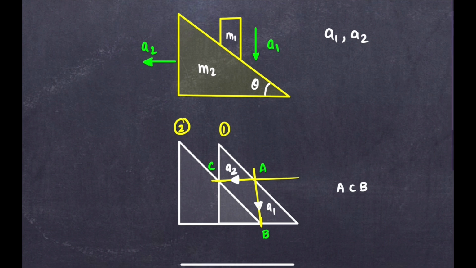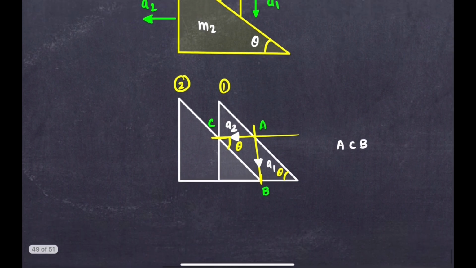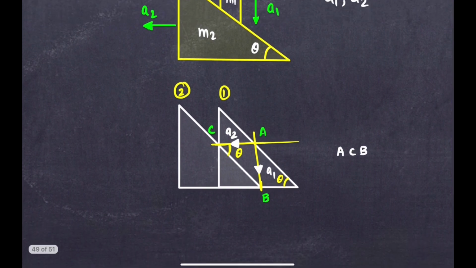See that over here the base angle is theta, so write the base angle to be theta. If this angle is theta, this angle will also be theta, right? So we have successfully found a triangle and we have plotted the accelerations along its sides. Along the side AB is our a1 acceleration, which is pointing downward. Along the side AC we have our a2 acceleration, which is pointing towards the left, and we have an angle theta.